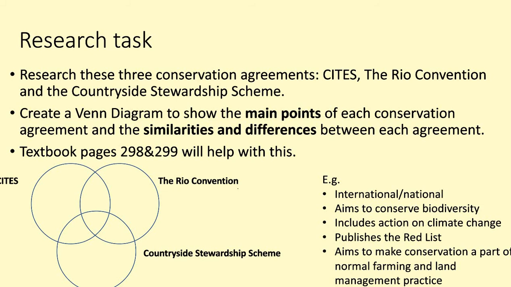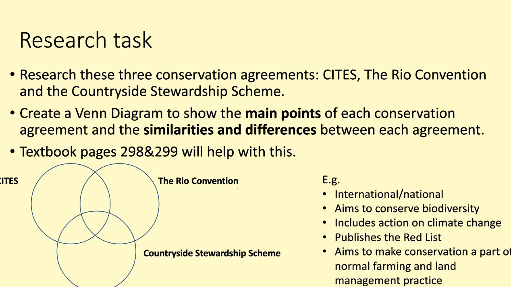And then your last research task is more about policy and government procedures and agreements. So there are 3 main conservation agreements that cover biodiversity, maintenance of biodiversity, conservation projects, that kind of thing. They're called CITES. They are the Rio Convention and the Countryside Stewardship Scheme.